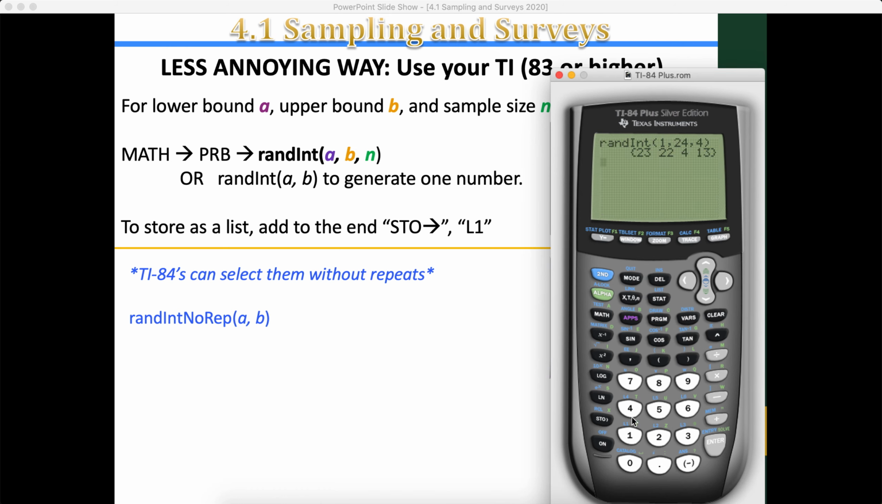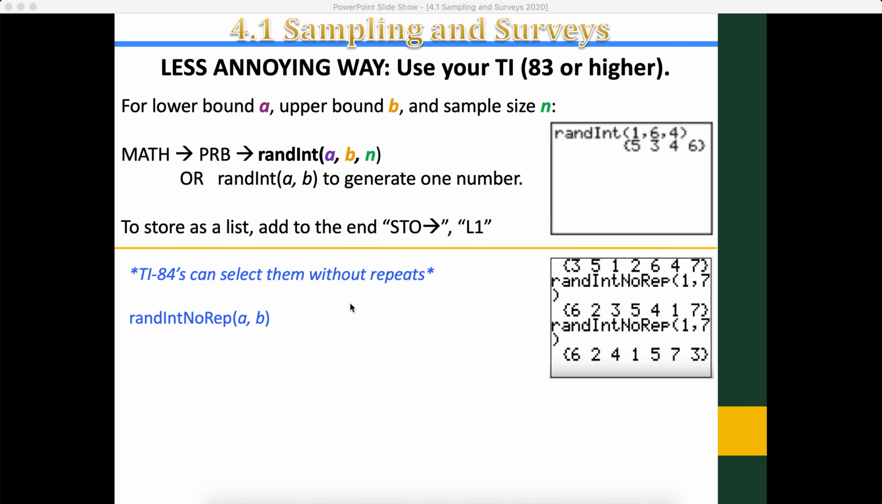So if I wanted to store this, for example, there's the STO button. You probably won't need to do this, but it's just a fun trick. If I want to store this in L1, it's going to just plop it there again. But if I go to stat edit, then there it is, right there in my first list, which is nice if I want to work with those numbers and do calculations, for instance. So keep that in mind. TI-84s, I guess not the Silver edition, can select them without repeats, and that's randint no rep, first lower bound, and then upper bound, interestingly.